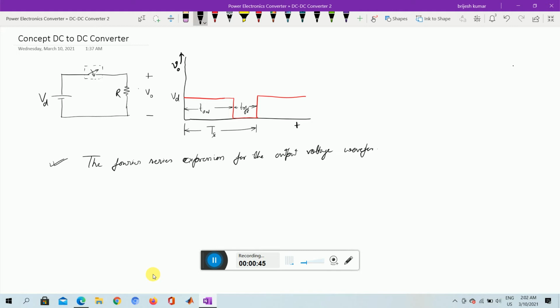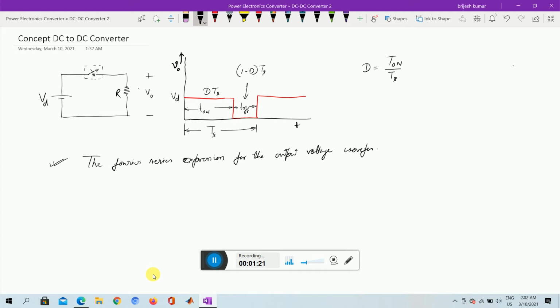The switching interval is TS, in which the switch is on for T on time. So we can give a name, let us say D. D is the time interval for the switch to be on. So we can write D is equal to T on by TS, or T on is nothing but D times TS, and T off is nothing but 1 minus D times TS.